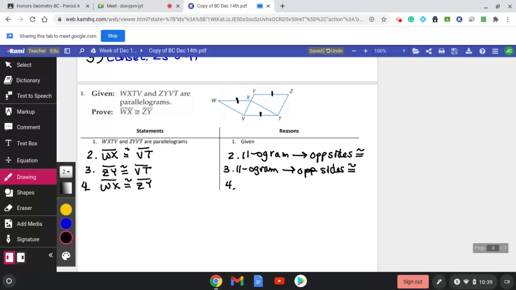Wx equals Vt, Zy equals Vt. So by what postulate is Wx congruent to Zy? Substitution. There you go. Good. I got a couple people going there. Perfect. Substitution.